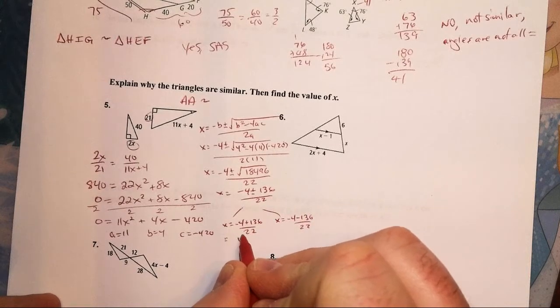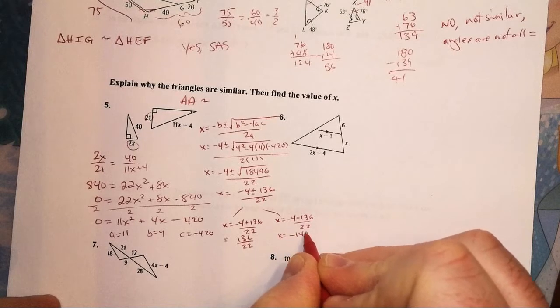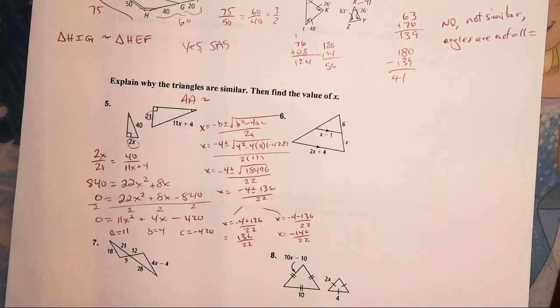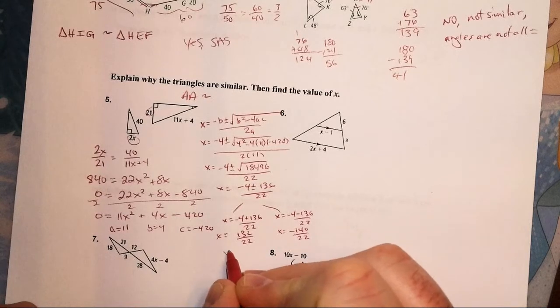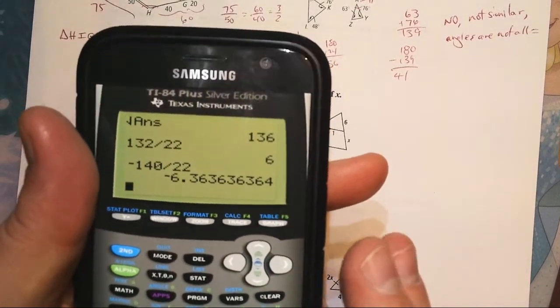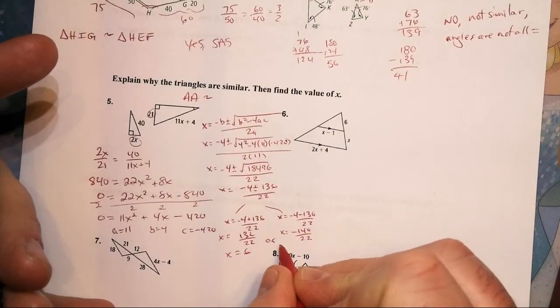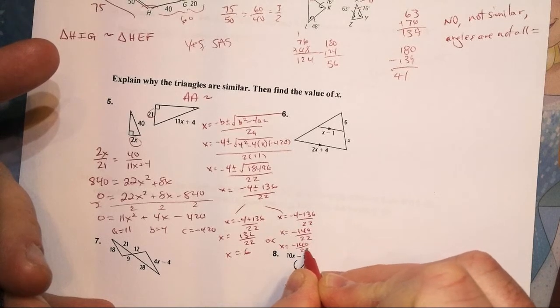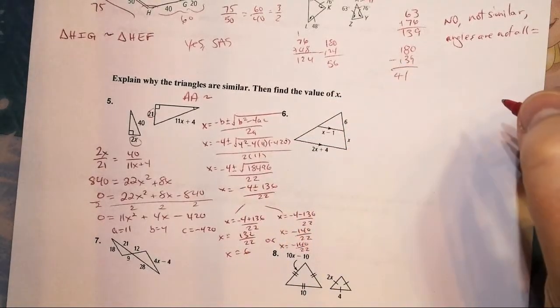So what's 132 over 22, and what is negative 140 over 22? I bet you this one's 6. And it is. Or, we get this really not fun number, right? Which is just negative 70 over 11, or really just that answer. We can just leave it as negative 140 over 22. That's our answer. So those are the two answers we get. That's our quadratic formula work.